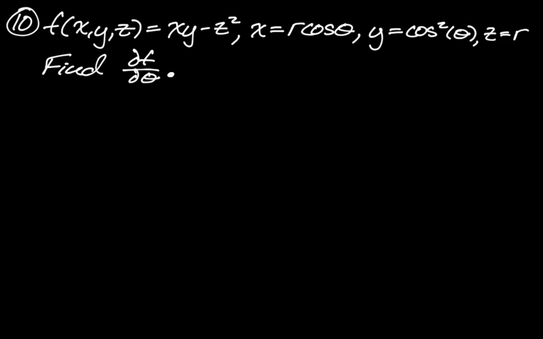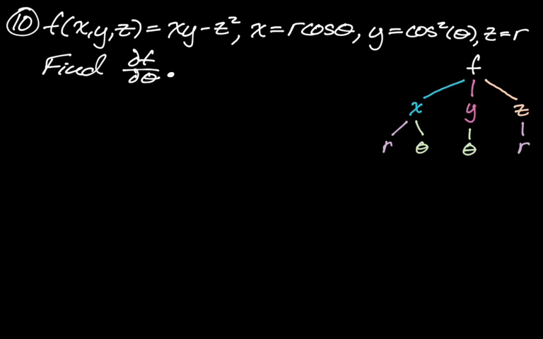This is number 10. We have f of x, y, z is xy minus z squared. x is r cosine, which feels kind of polar, but then y is equal to cosine squared of theta, so not really. And then z is equal to r. All right, so what does our dependency diagram look like? f is a function of x, y, and z. So we put all those branches in. x is a function of r and of theta. y is a function of just theta. There's no r, which means that partial y, partial r would be 0. And then z is not a function of theta at all. It is only a function of r, which means partial z, partial theta would be 0.